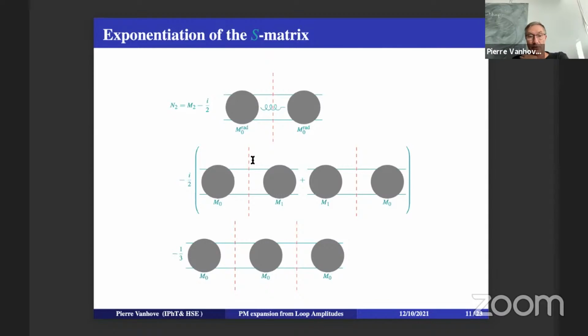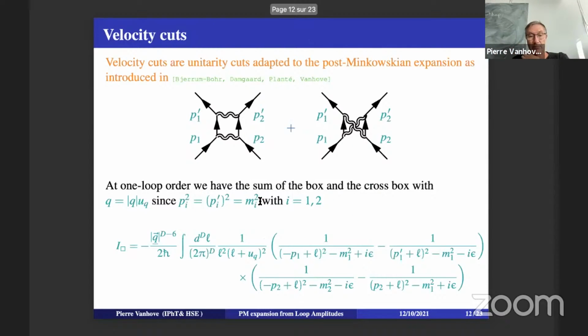But what I want is a small q-square expansion. This is my massive line, and I want the momentum transfer to be small. So in a sense, I want the energy of the lines to vary slowly in my process. There is a limit of the unitarity cut that we call the velocity cut. So let's see what happens if you have a box and a cross box.